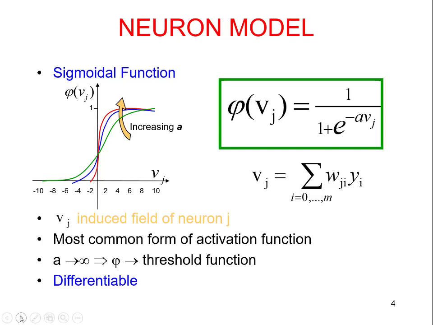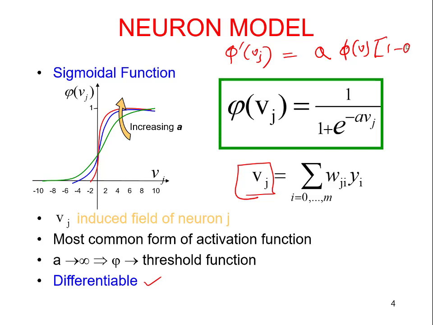The sigmoid function is a function which is differentiable and which can support nonlinearity, and here Vj, the transfer function, is provided as an input to the activation function. Mostly, the activation function's derivative can be expressed in terms of the activation function itself. That is one of the most powerful properties of this sigmoid activation function.